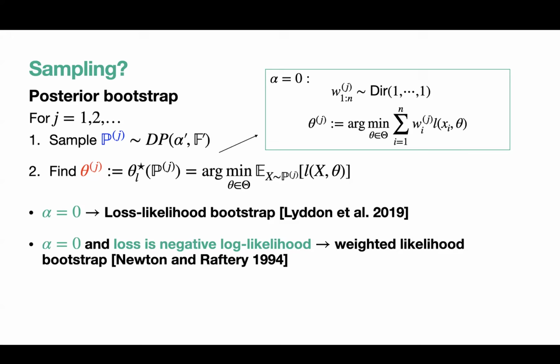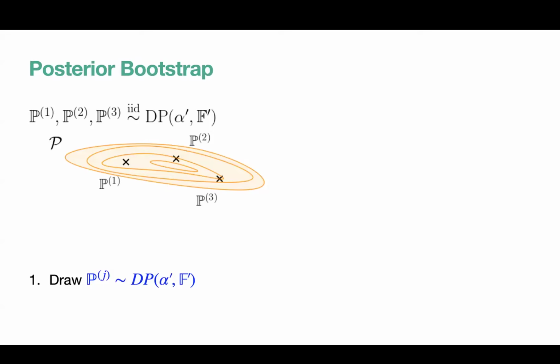And then my second step, just minimizing this empirical loss using these weights. Right? And that is, if L is a generic loss, this is just loss likelihood bootstrap. If L is a negative log likelihood, then I get back weighted likelihood bootstrap, which is a version of Bayesian bootstrap in this case.